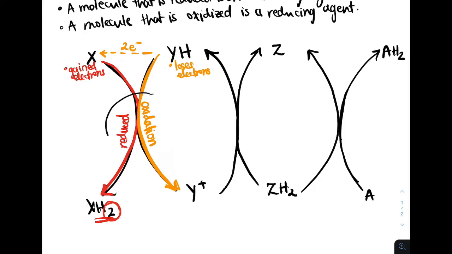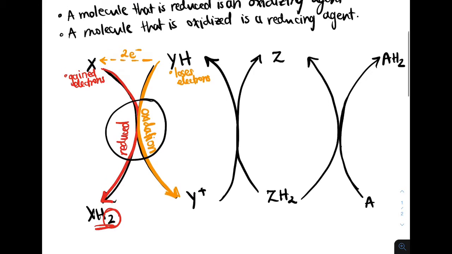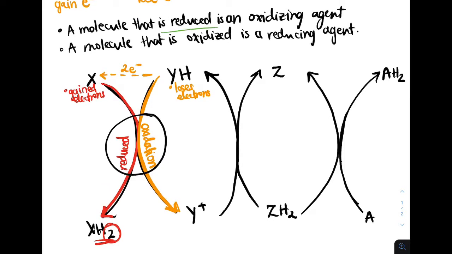Overall, this is a redox reaction because the oxidation and reduction are coupled. So now that we know that X is reduced and YH is oxidized, let's remember that a molecule that's reduced is an oxidizing agent, and a molecule that's oxidized is a reducing agent. So in this example, X is the oxidizing agent, and YH is the reducing agent.